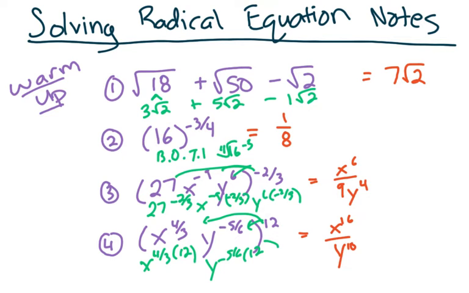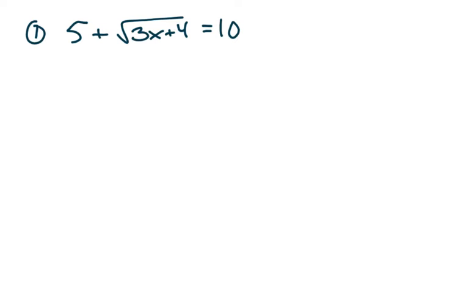All right, so let's get into some of the actual solving radical equations notes. So we will do 5 plus the square root of 3x plus 4 equals 10. So our goal here is to get the square root part by itself. So to do that, I need to get rid of this positive 5 here. So the opposite of adding 5 would be to subtract 5 from each side. So the square root of 3x plus 4 equals 5.